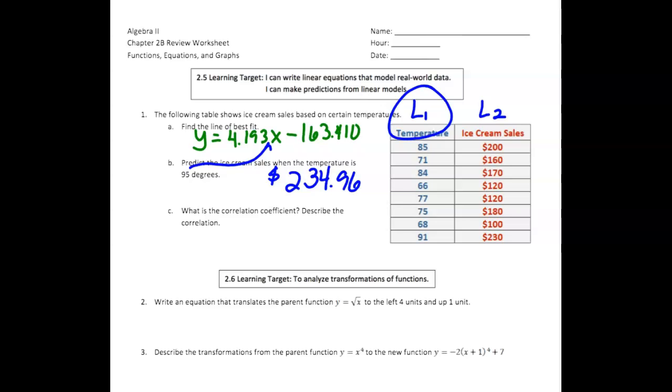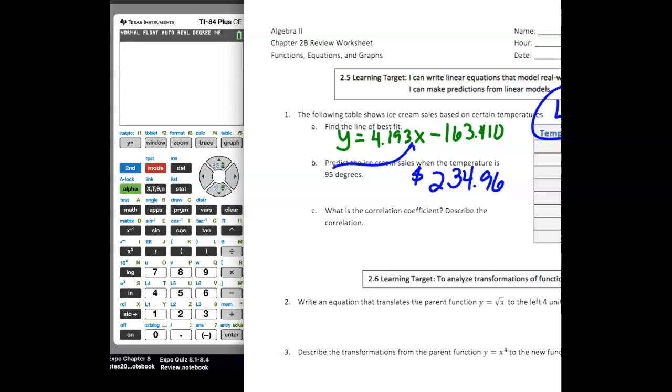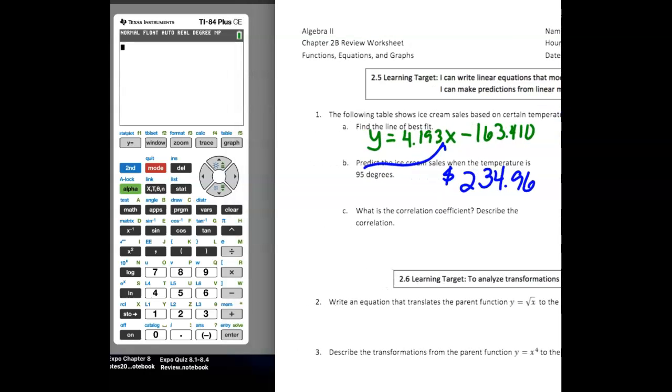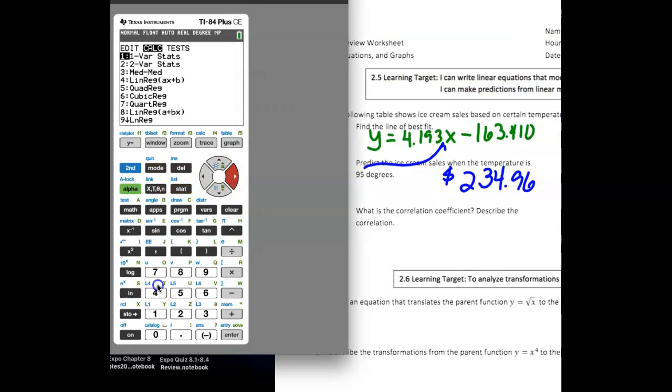What is the correlation coefficient? Let's go back here. We did stat 4. I've already stored it. All right. Our correlation coefficient was 0.838.